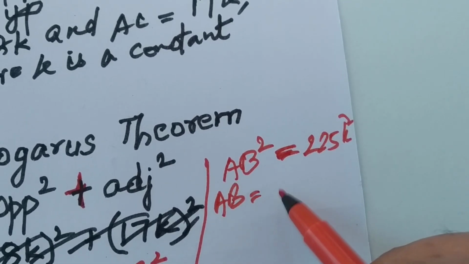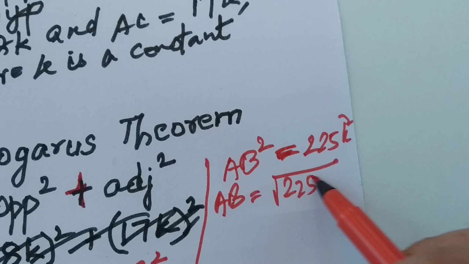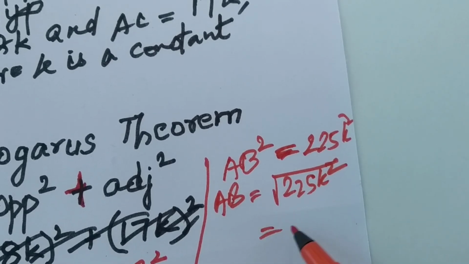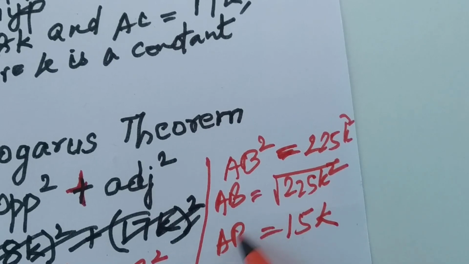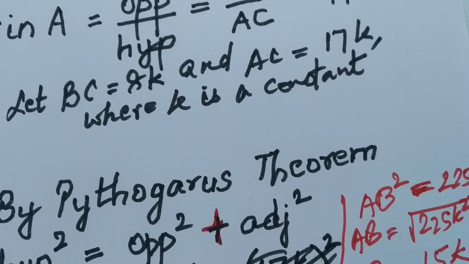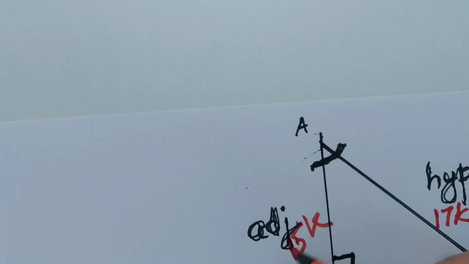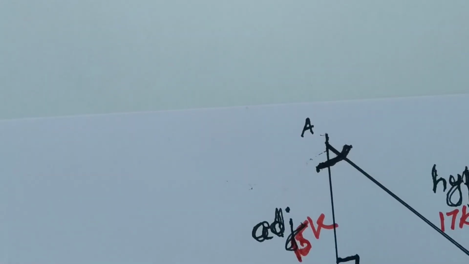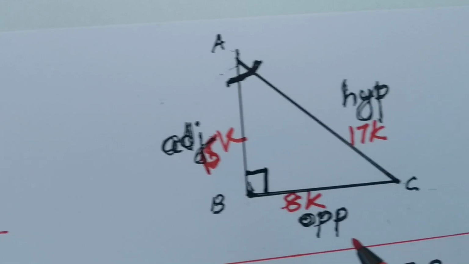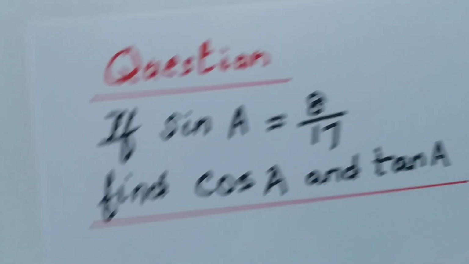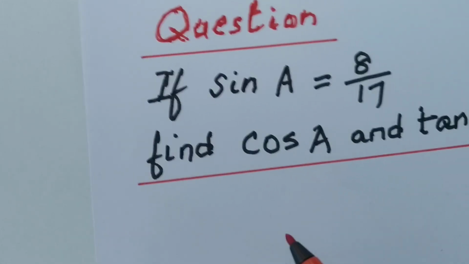So what is AB? AB is the square root of 225K squared. Square root of 225 is 15, and square root of K squared is K. So AB is 15K. That's what we want. I can substitute 15K for adjacent. I've got the three sides: 15K is adjacent, 8K is opposite, and 17K is hypotenuse. Now we can solve any ratio that they ask for.